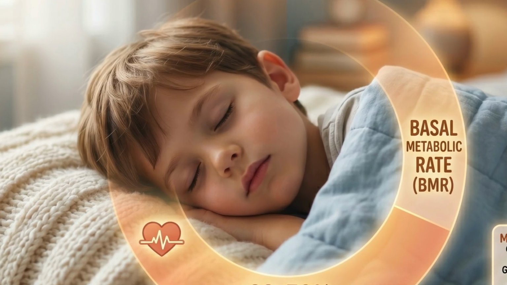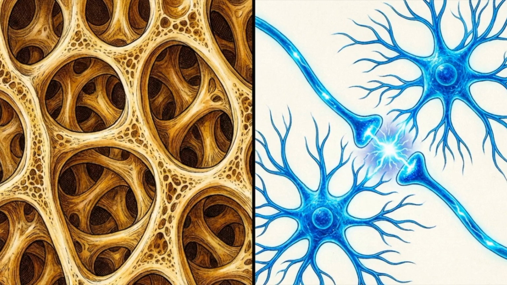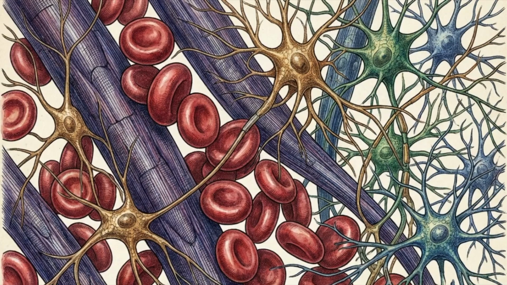The scale of this influence is total. From the density of bone structures to the formation of neural synapses, these hormones interact with virtually every cell type in the human organism.